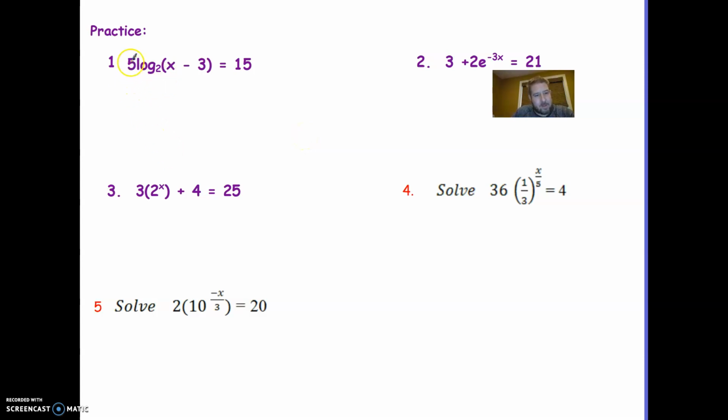So this time, 5 is being multiplied by log base 2 of x minus 3. So remember, you do order of operations backwards when you solve equations. So PEMDAS is how you evaluate expressions. But when you are solving equations, you have to do them in the opposite order. So multiply comes before, in this case, which is kind of like parentheses.